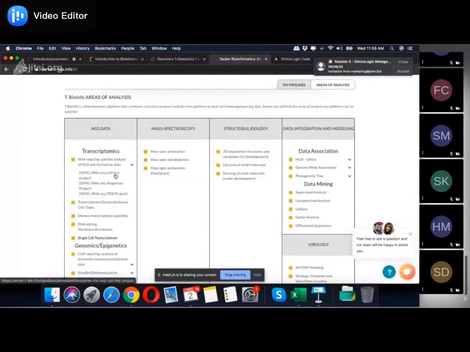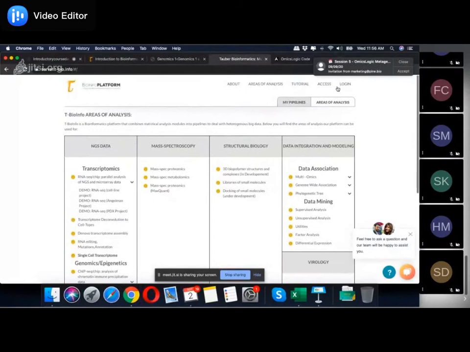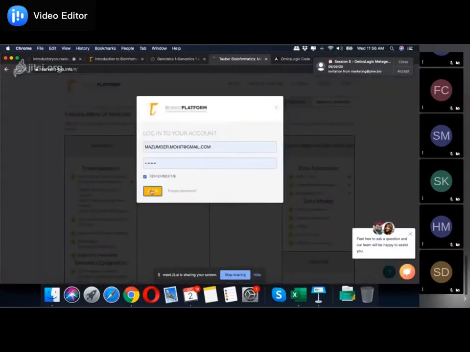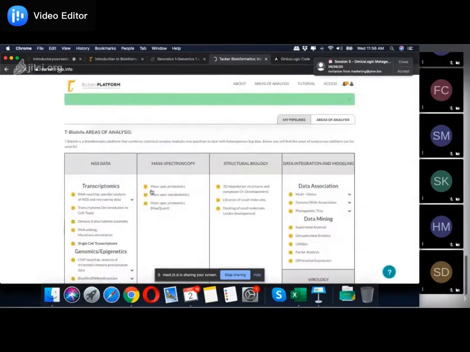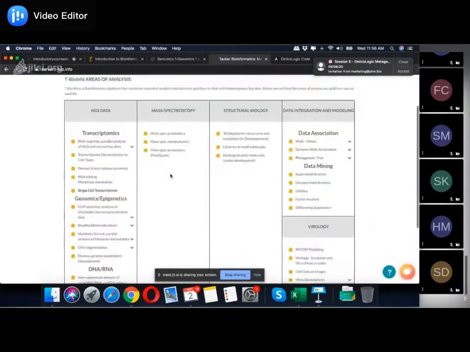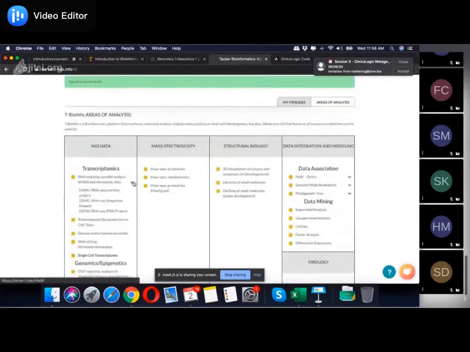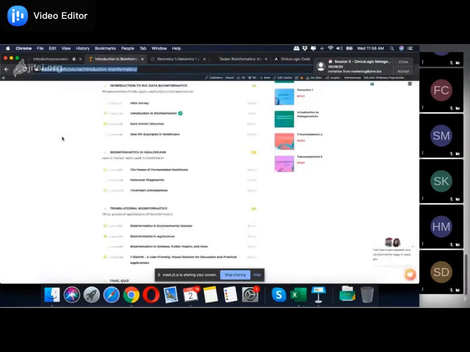Maybe I have to log in first. This login is not for everyone, but for people who are participants, or if you are working with us on a program or something. However, this platform is free to use, like the introduction to bioinformatics.